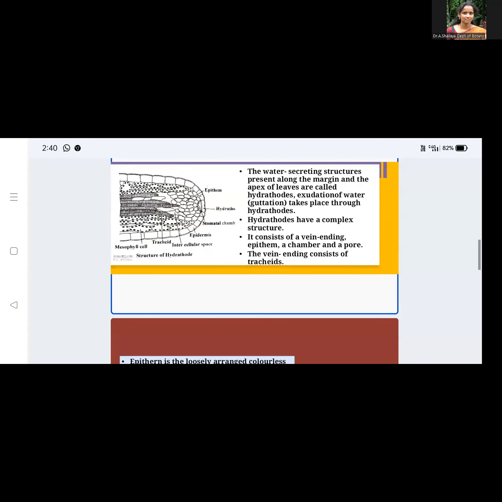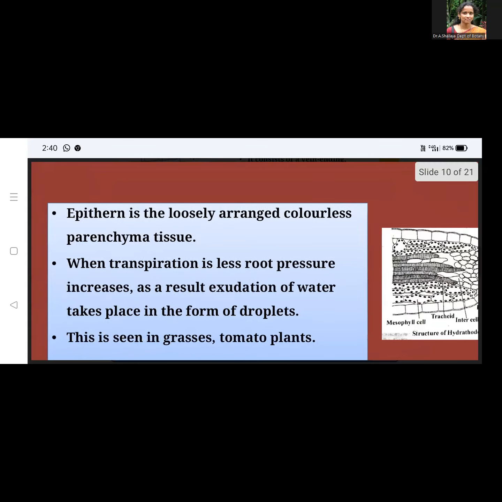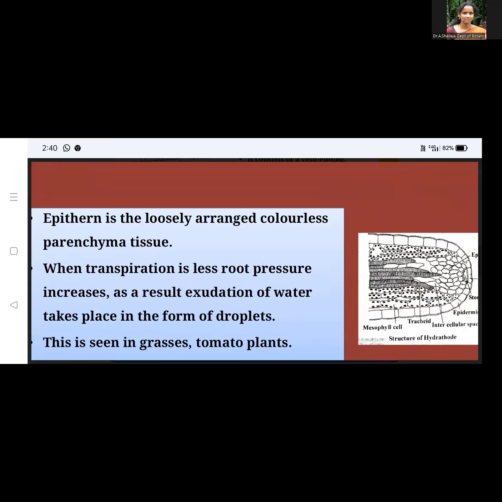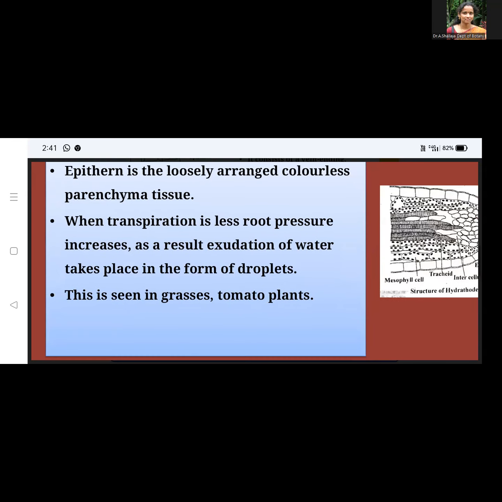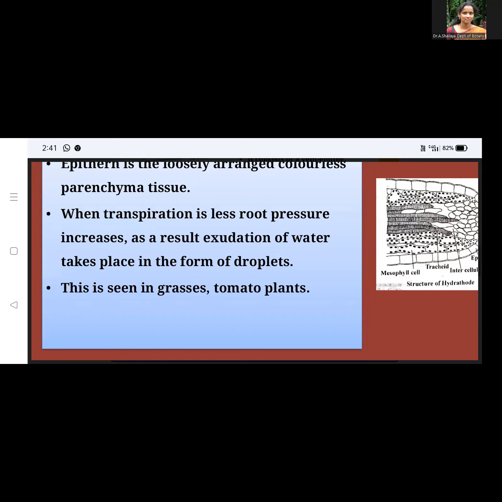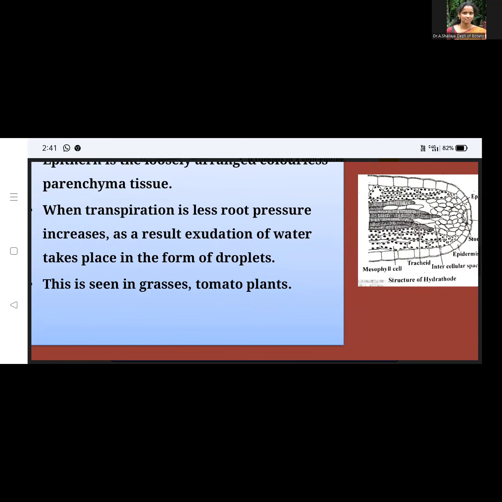This is the hydathode. See here in this diagram, you observe the tracheid, mesophyll cell, and intercellular spaces in the epithem cells. Epithem is a loosely arranged colorless parenchyma tissue. When transpiration is less, root pressure increases. As a result, water exudes in the form of droplets. This is seen in grasses and tomato plants, and also Pistia, Lycopersicum, Tropaeolum, and Colocasia. Okay, these are examples of hydathodes.